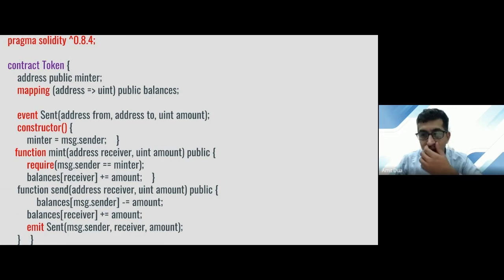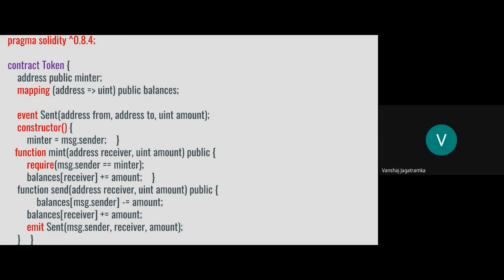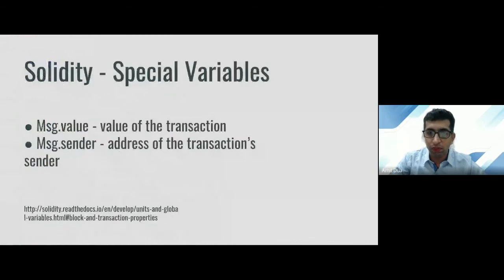Yes, please, one shot. Don't raise hand. Just directly ask. So here the msg.sender, is it a data type or any inbuilt function kind of thing? It's an inbuilt special variable basically. It gives out the address of the transaction's sender. So for example, whoever is calling this particular smart contract, that particular value is inbuilt, and you can access it using message.sender.